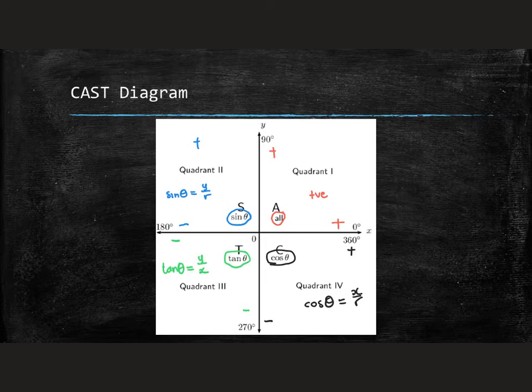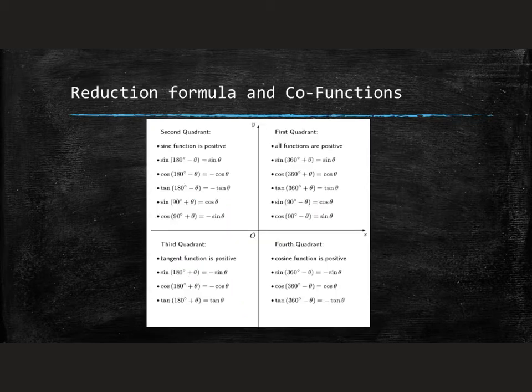So what we really wanted to remember in our CAST diagram, and this is perhaps something that you'll write down immediately when you start any test, is you'll give yourself a little memory aid of ASTC, the CAST diagram, specifically worrying about the positivity of the original trig ratios in each of those quadrants.